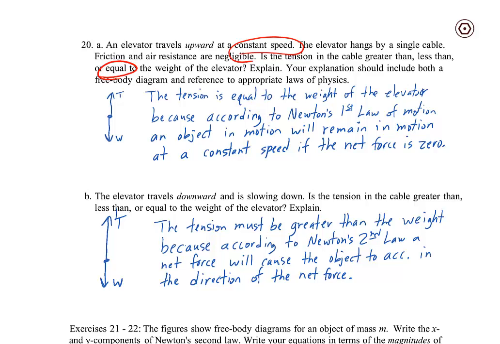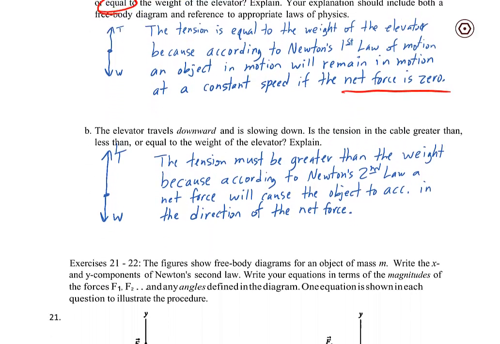So as far as explaining it, the tension is equal to the weight of the elevator because of Newton's first law of motion. This is your justification: an object in motion will remain in motion at a constant speed if the net force is 0. So I've justified why I know that it's equal.